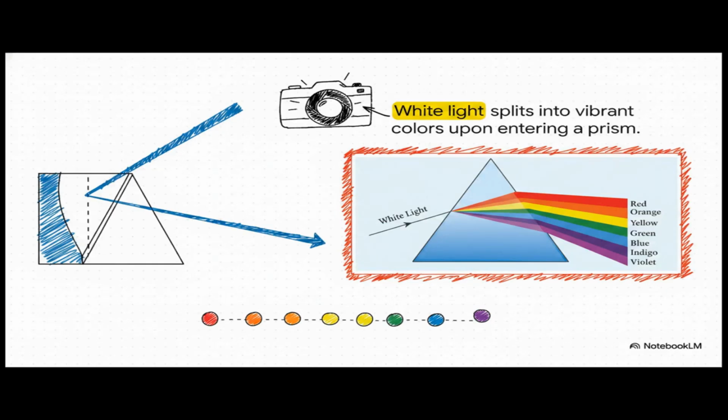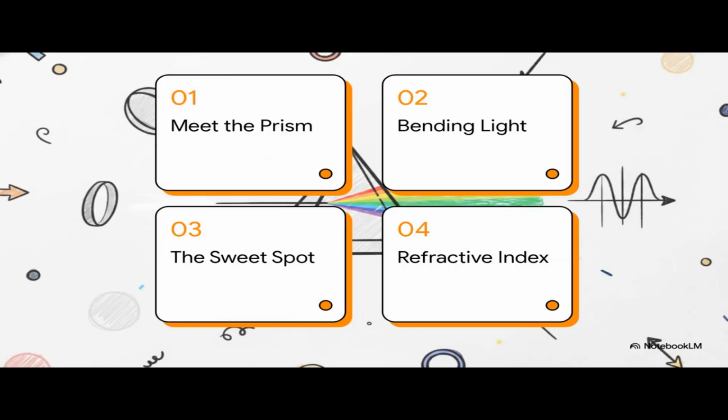Before we can understand this iconic, colorful split of white light, the kind of image you've probably seen on a certain famous album cover, we've got to strip everything back. To truly grasp the rainbow, we first have to master how a prism interacts with and bends just one single monochromatic ray of light. Here's our roadmap for today. 1. Meet the prism. 2. Bending light through angle of deviation. 3. Finding the sweet spot. And 4. Unlocking the refractive index. Let's get right into it.